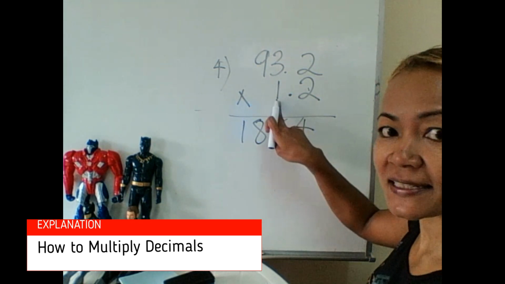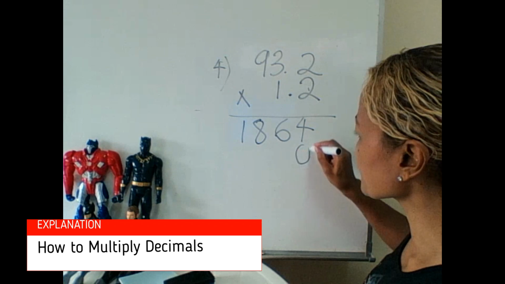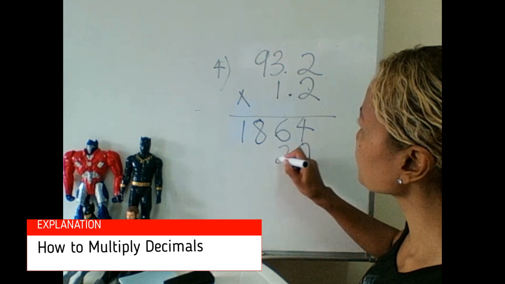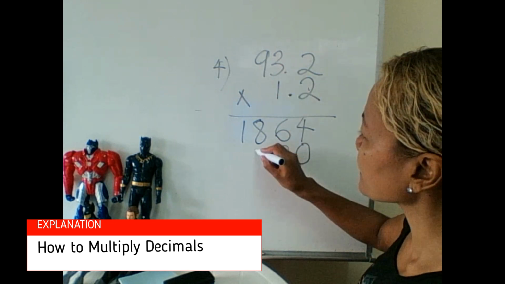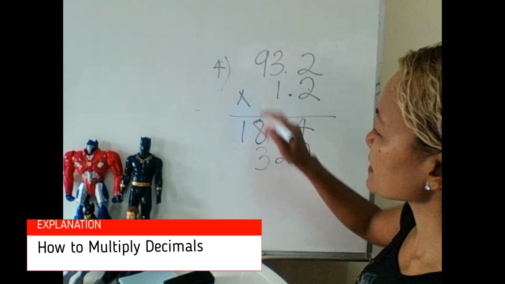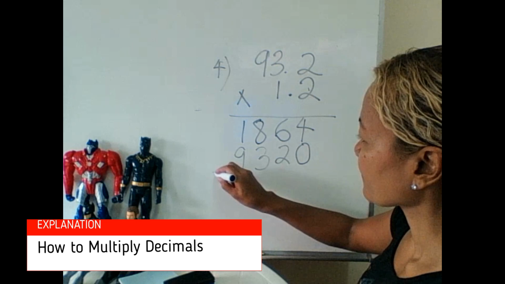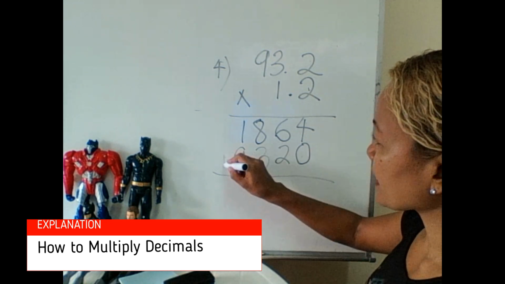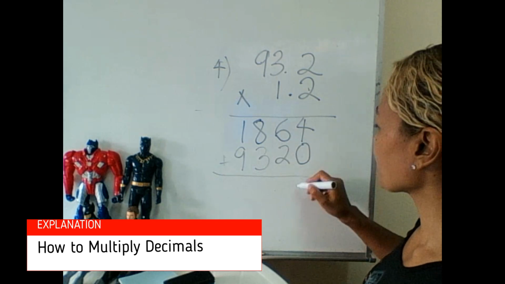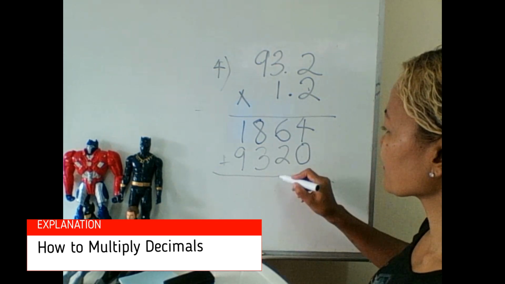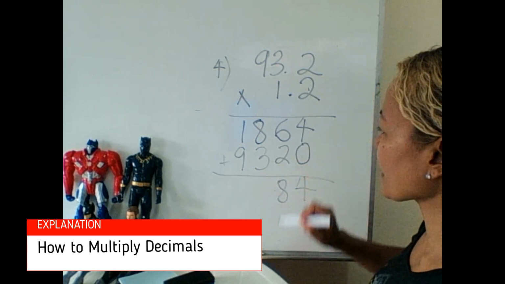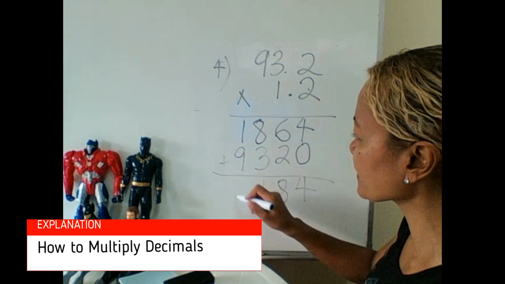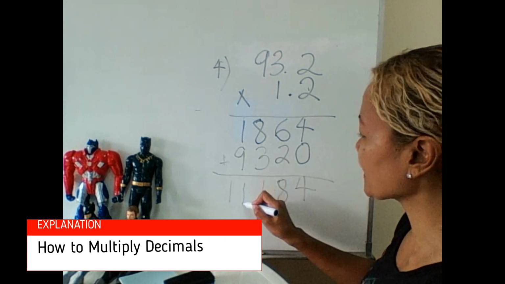We move on to the next number here, the 1. So we need to put a 0 here. 1 times 2 is 2. 1 times 3 is 3. And 1 times 9 is 9. Okay. These two must be added. Bring the sum down here. 6 and 2 are 8. 9 and 9 is 18. You carry 1. 1 and 3 is 4. 1 and 1 is 2. You're still left with 11184.